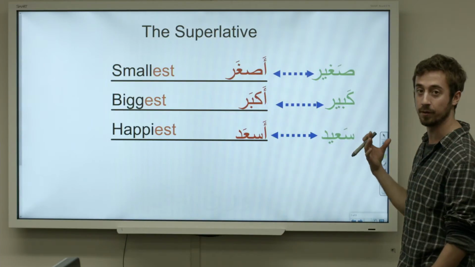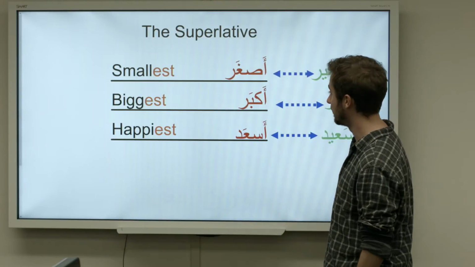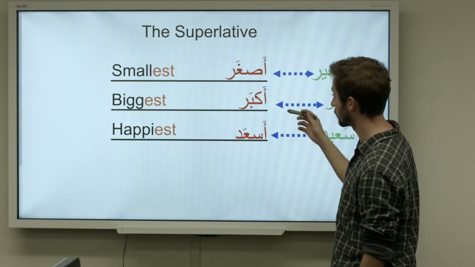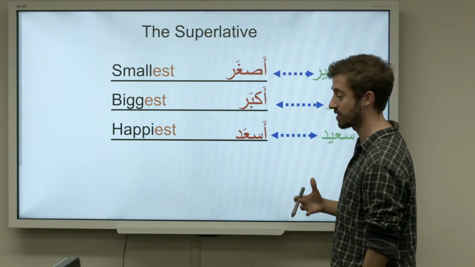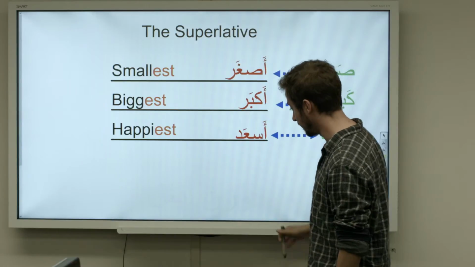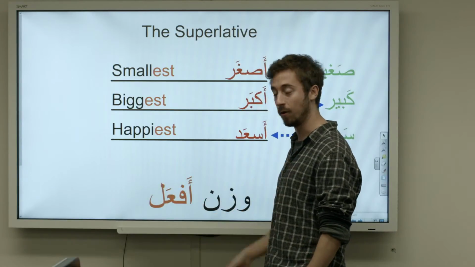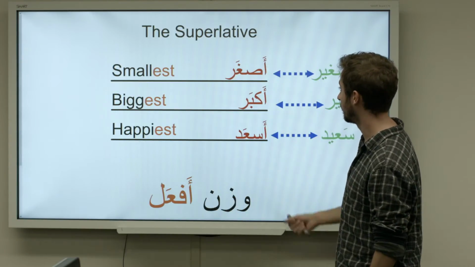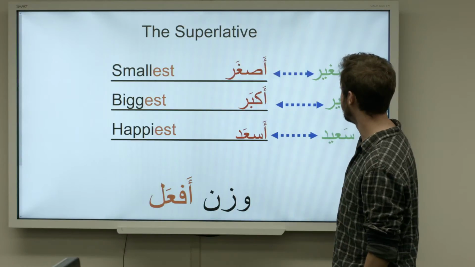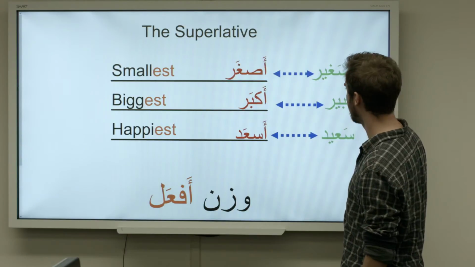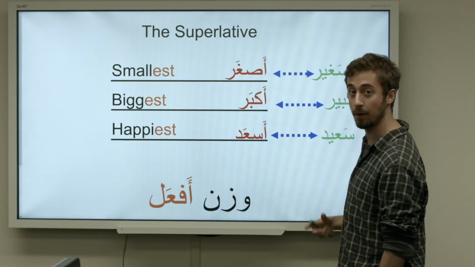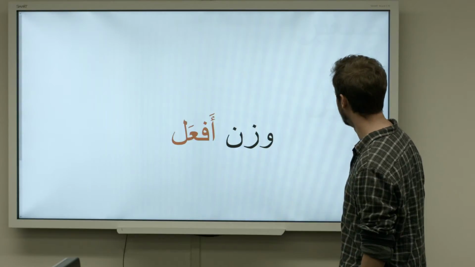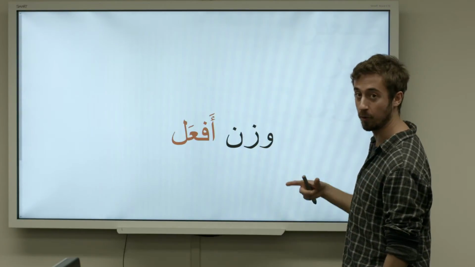And another thing that you might notice about the superlatives over here in red is that they all follow the same pattern, or the same wazn, right? Asghar, akbar, as'ad. It's the same pattern, and that pattern is pattern af'al, or wazn af'al. So essentially what's happening here is the superlatives in red are being derived from their respective adjectives. Now, how exactly does that work, right? This might be a review for some of you, but we're just going to go over it really quick. We're going to use two words, one from before and one new one.